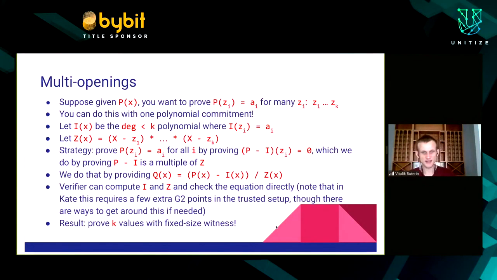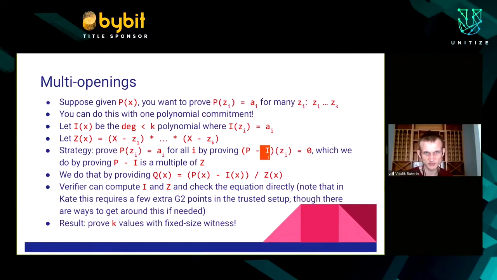Multi-openings. This is where we get to the point where we actually learn why polynomial commitments are useful, right? So let's say instead of wanting to prove one value, P of Z equals A, we want to prove P of Zi equals Ai for a whole bunch of values, at a whole bunch of positions. You can do this with only one witness. The basic idea is that instead of subtracting A and dividing by a polynomial that equals 0 at one point, you subtract an interpolant, a polynomial that equals the values that you want at all of the coordinates that you want.